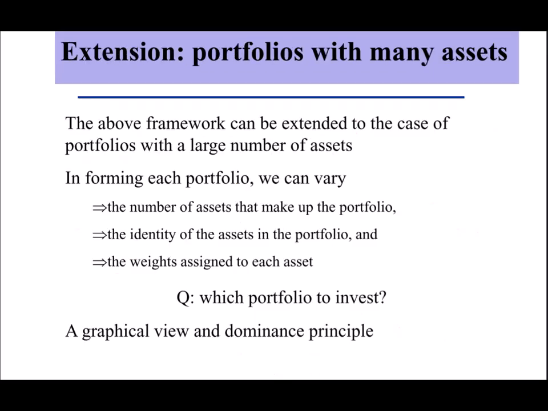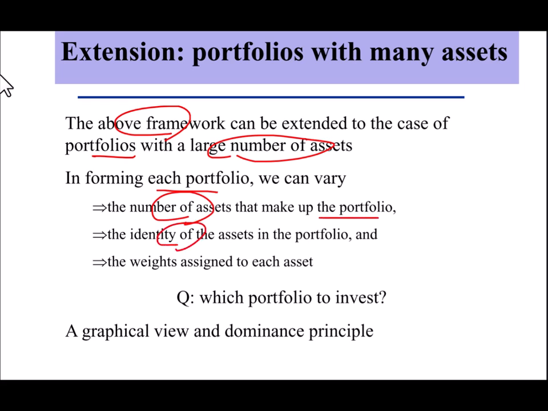We just talked about the fixed portfolio weight and two asset case. We can extend the above framework to the case of a portfolio with a large number of assets. In forming each portfolio, we can vary the number of assets inside the portfolio, and decide which ones should be inside the portfolio, the identity of the assets, and we can vary the portfolio weight on each asset. Now, given the mean and variance and covariance, and given the benefit of portfolio diversification, which portfolio must we invest in? To answer this question, I'm going to use a graph and the dominance principle.